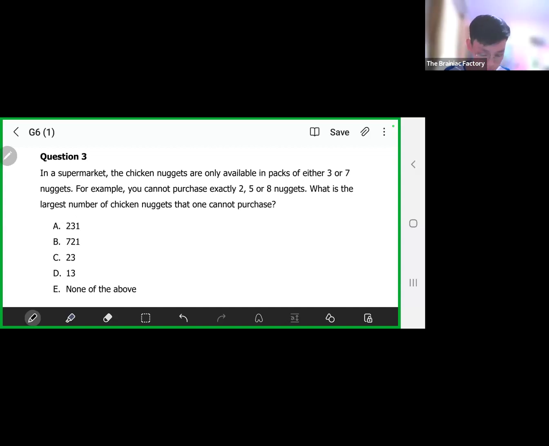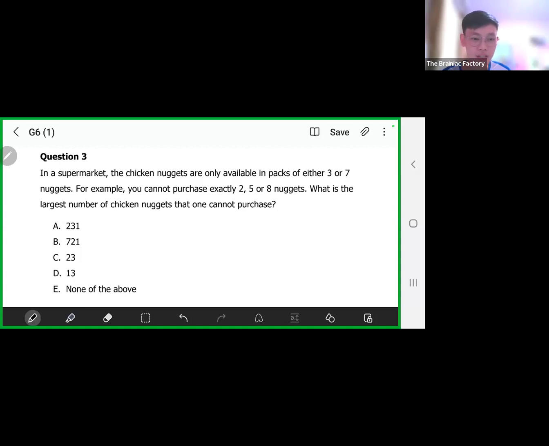Okay, thank you. This question is a bit hard to understand. They said in a supermarket, they sell chicken nuggets, and the chicken nuggets are only available in packs of either 3 or 7. So a pack could contain 3 or 7 nuggets. For example, you cannot purchase exactly 1, 2, 5, or 8, as they give us the example. And they're asking what is the largest number of chicken nuggets that one cannot purchase. So we have 5 different answers.